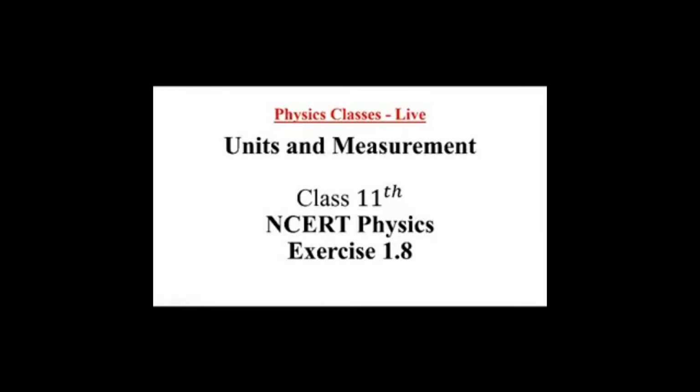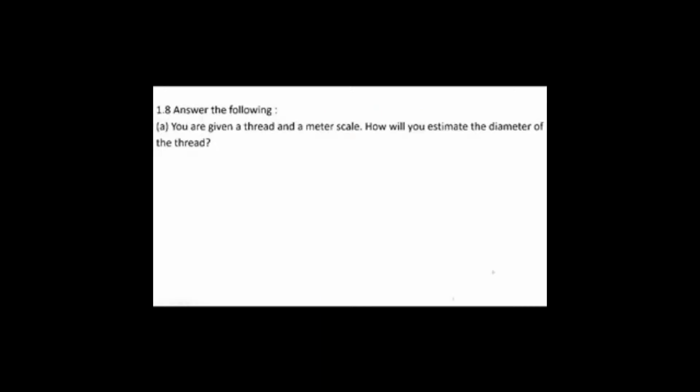Hello everyone, in this video we are discussing exercise 1.8 from class 11th NCERT physics chapter units and measurement. So moving forward, the question says answer the following. You are given a thread and a meter scale. How will you estimate the diameter of the thread? Here the thread's diameter would be less than the least count of the meter scale. It is being assumed like that.